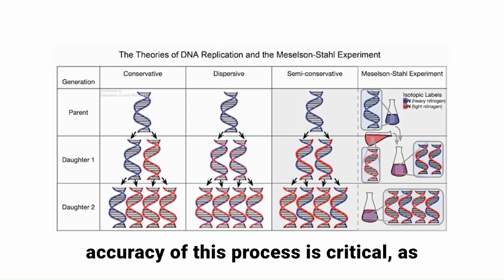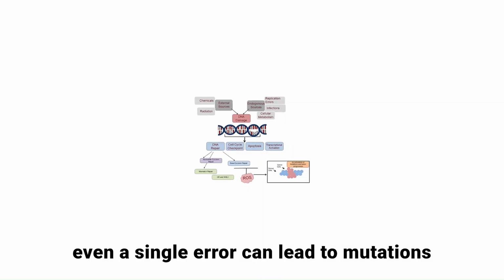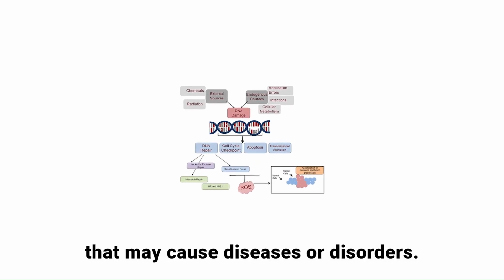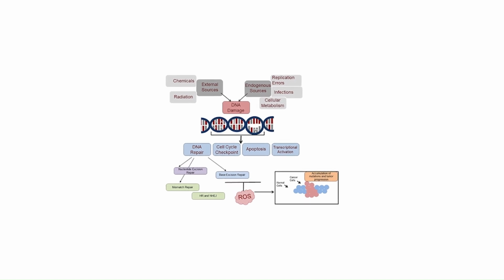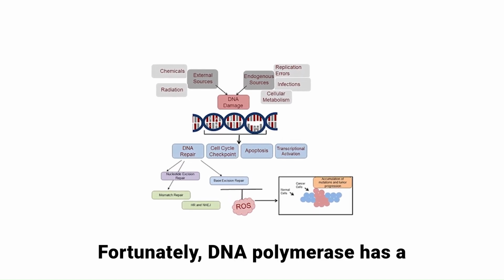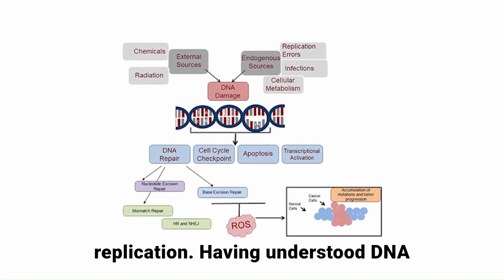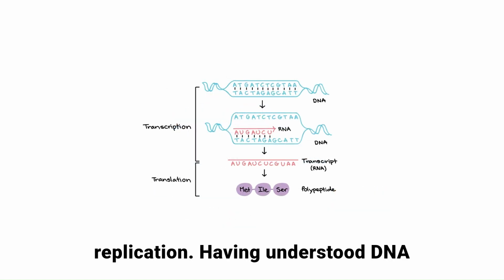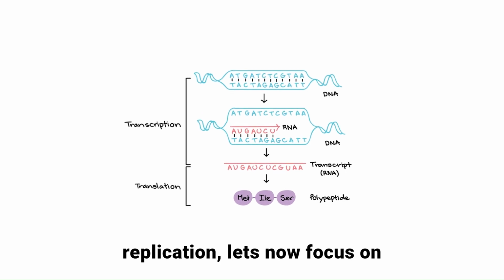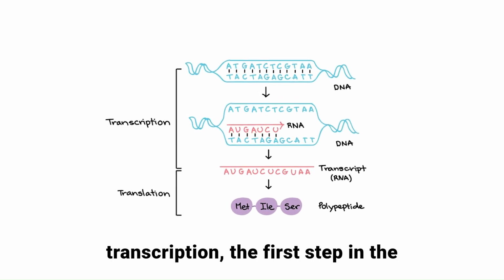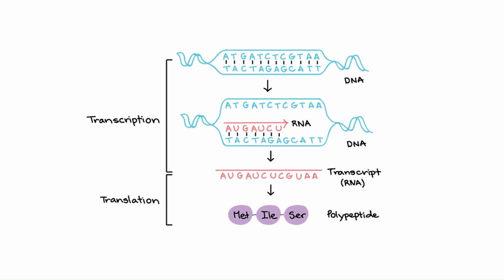The accuracy of this process is critical, as even a single error can lead to mutations that may cause diseases or disorders. Fortunately, DNA polymerase has a proofreading function that helps to correct most of the errors during replication. Having understood DNA replication, let's now focus on transcription, the first step in the process of gene expression.